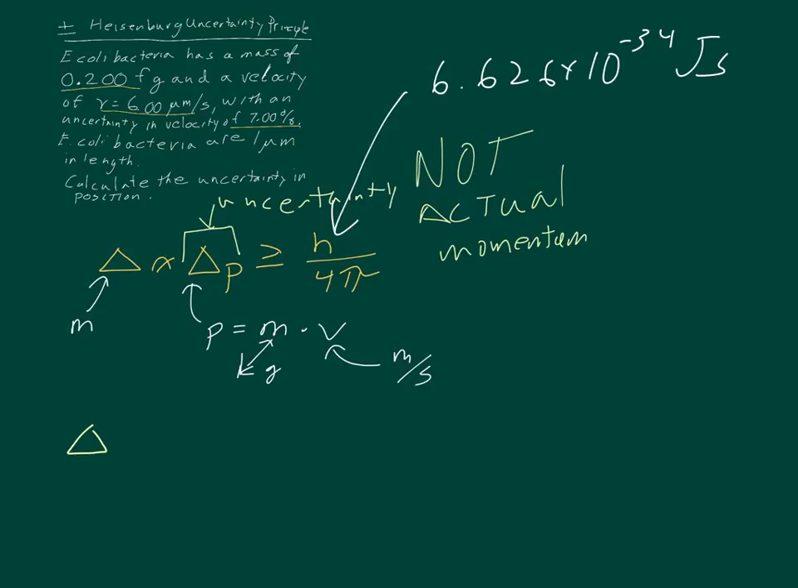Our calculator should have a button for it, right? And then we know what the number 4 is. And we're solving for our change in position, or our uncertainty in position. So what we're really needing to focus on is our uncertainty in momentum. Momentum is mass times velocity. And if you look at what they gave us here in the problem, they told us that we have 0.2 femtograms. Well, I said right here that mass has to be in kilograms. So we're going to have to do a quick unit conversion.